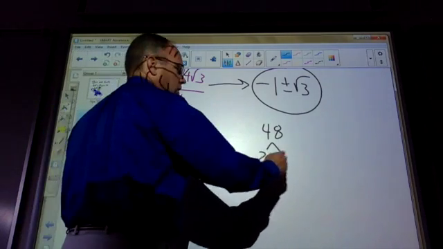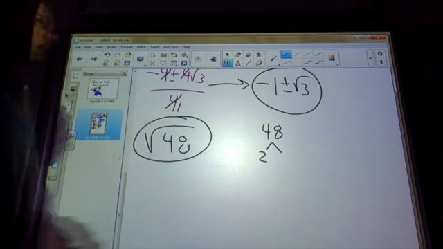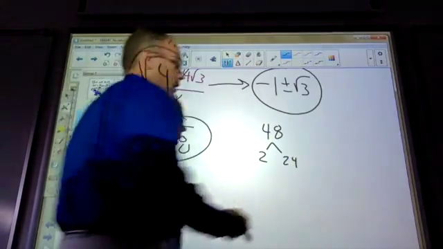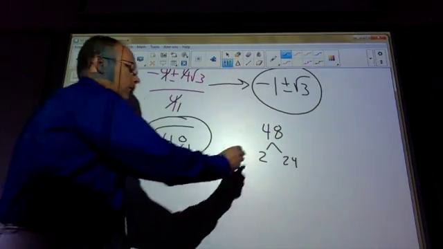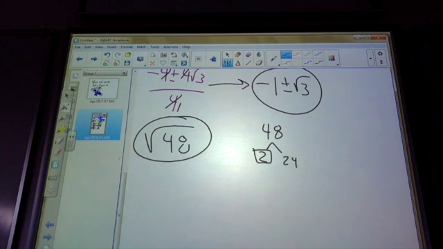So let's break 48 down. I know the smallest number that goes into it would be 2. Yes, 1 does go into it, but it doesn't help us. So 2 times 24 is 48. So I'm going to put a square around 2 because I can't break 2 down any further. Is that okay? So 2 times 24 and 2 times whatever else will give us our answer.